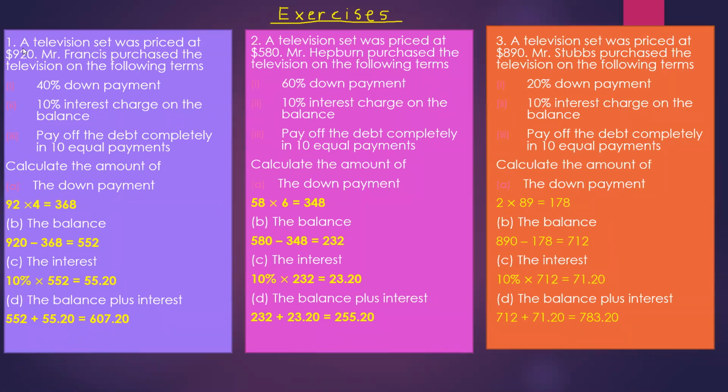Number 1 says a television set was priced at $920. Mr. Francis purchased the television on the following terms: 40% down payment, 10% interest charge on the balance, and pay off the debt completely in 10 equal payments. It says calculate the amount of the down payment.